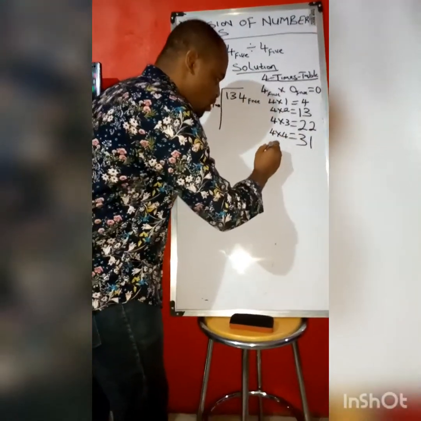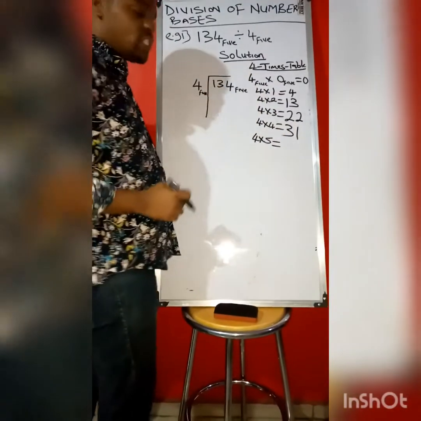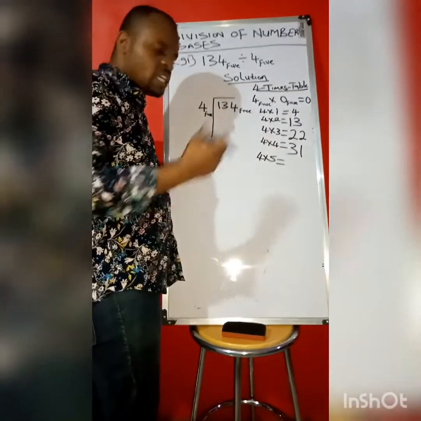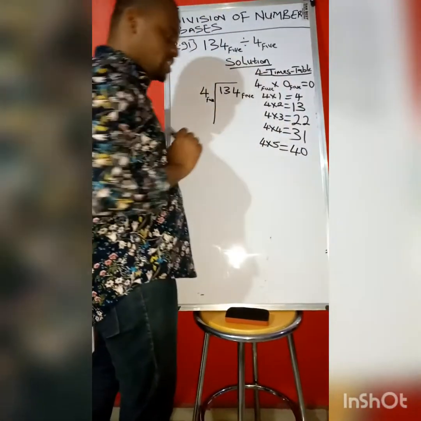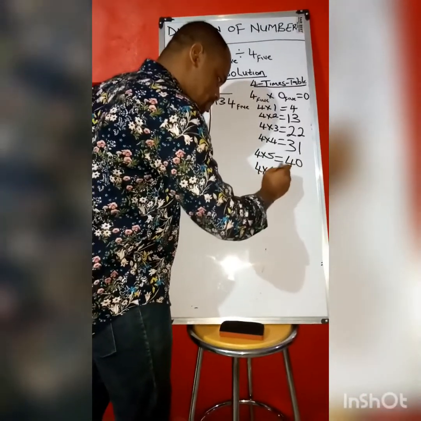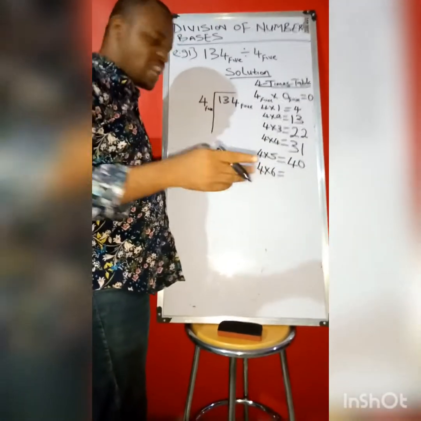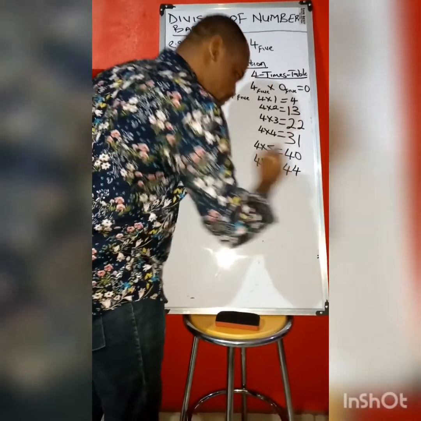Then the next one is what? 4 times 5. 4 times 5 is 20. I divide 20 by 5 that we are working on. 20 over 5 is what? 4 times, there is no remainder, remainder 0. Then I have what? 4 times 6. 4 times 6 is 24. If I divide 24 by 5, I'll be having what? 4 times, that's 20, remainder what? 4.